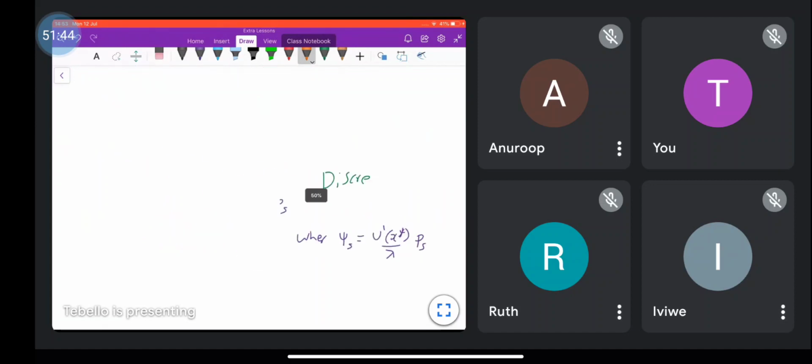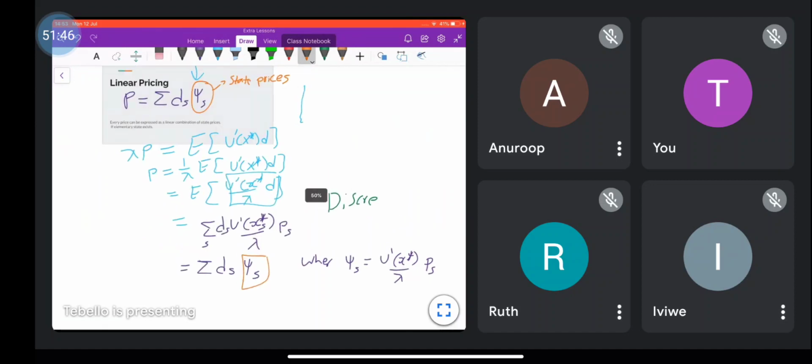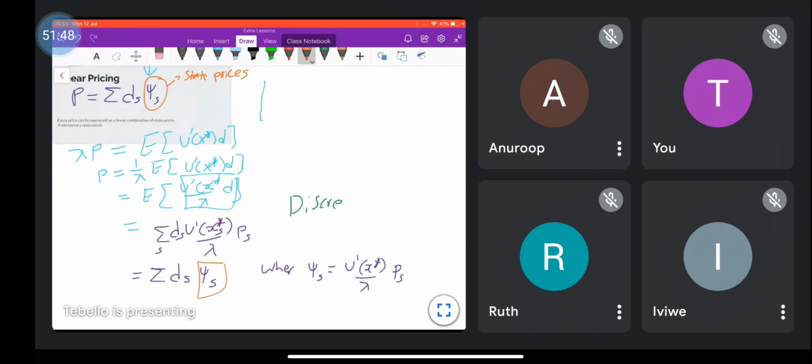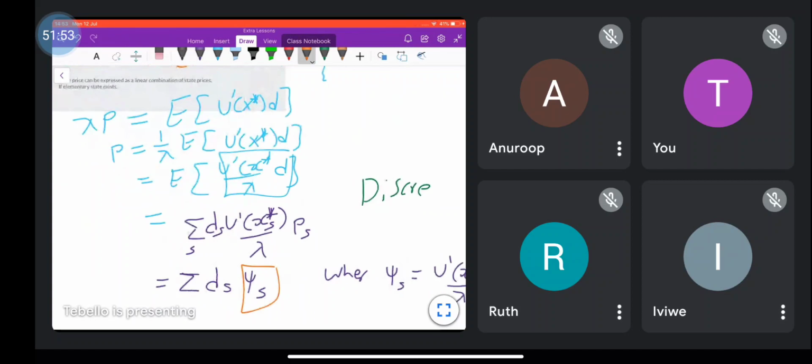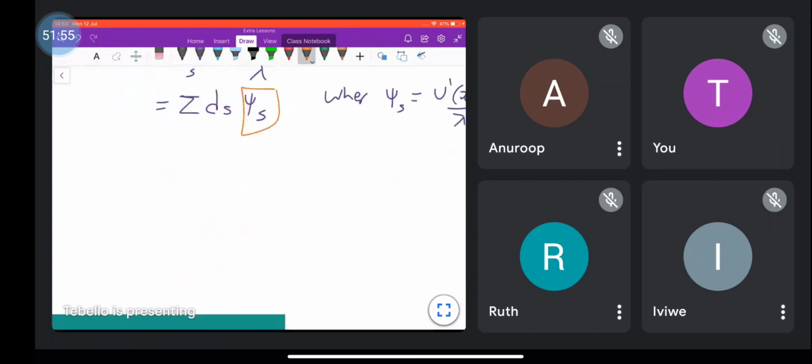So this thing can be like 3 marks if they ask you. You should know how to find this equation. So anyway, now we know that P can be expressed in this way. Prices can be expressed as a linear combination of the state pricing.